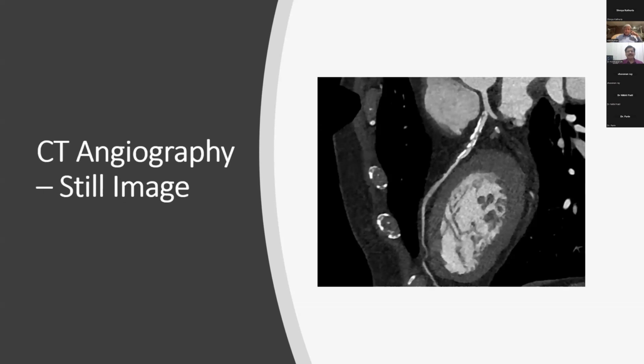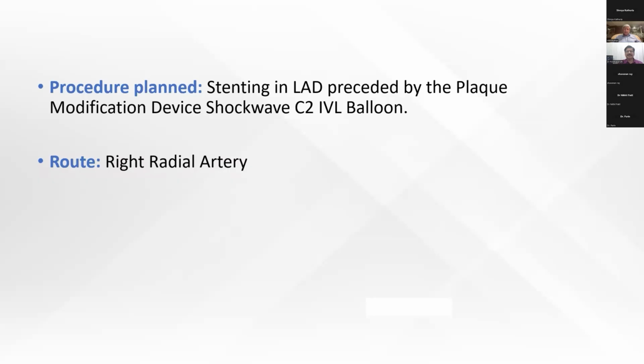So this is a CT angiogram which is demonstrating a classic type 3 LAD with a tram track calcium, almost near the ostioproximal segment extending up to the mid segment. So we can observe that, and that indicates classical heavy calcification on CT angio.